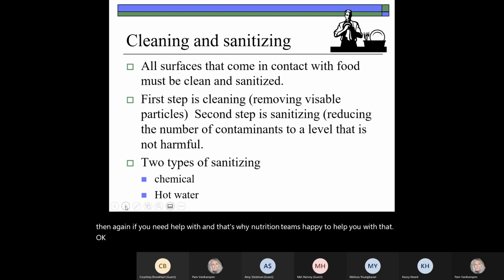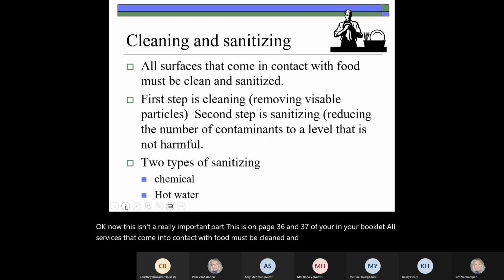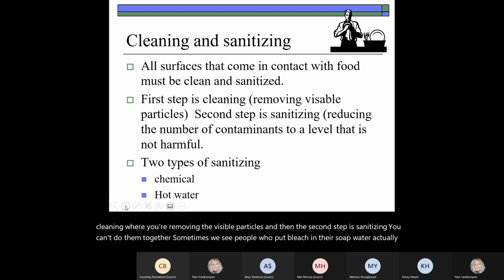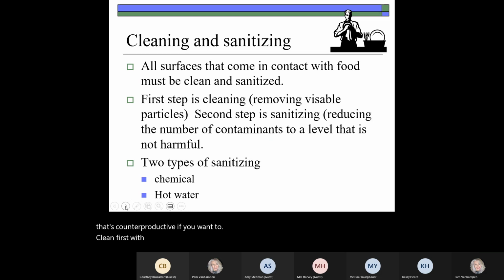Okay, now this is a really important part. This is on pages 36 and 37 in your booklet. All surfaces that come into contact with food must be clean and sanitized. The first step is always cleaning, where you're removing the visible particles. And then the second step is sanitizing. You can't do them together. Sometimes we see people who put bleach in their soap water. Actually, that's counterproductive. You want to clean first with your soapy water, then you want to sanitize separately. It's a two-step process.